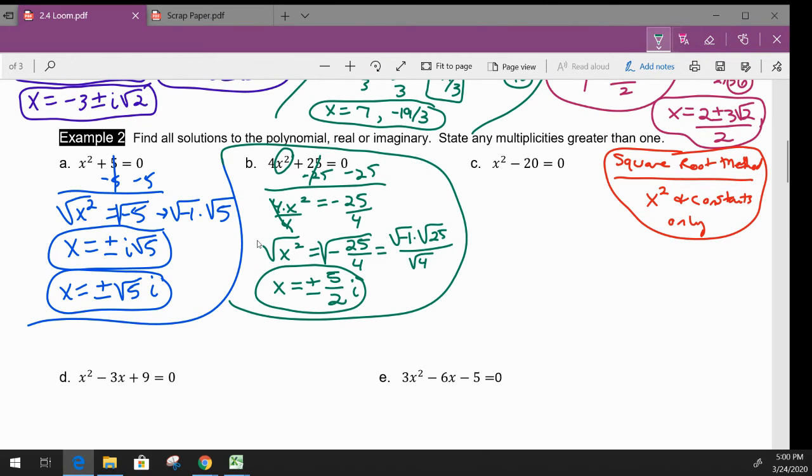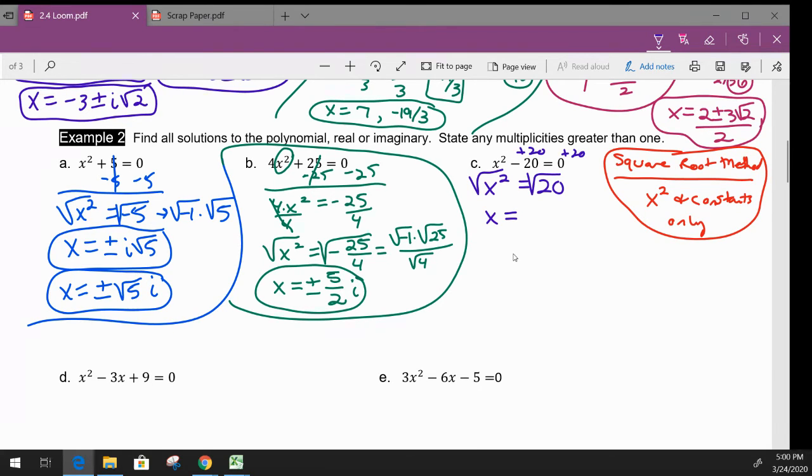Moving on to our third example, C. Again, we have a number, we do not have a middle term, so we want to isolate the x squared. So if I add 20 to both sides, I get x squared equals 20. Then take the square root.